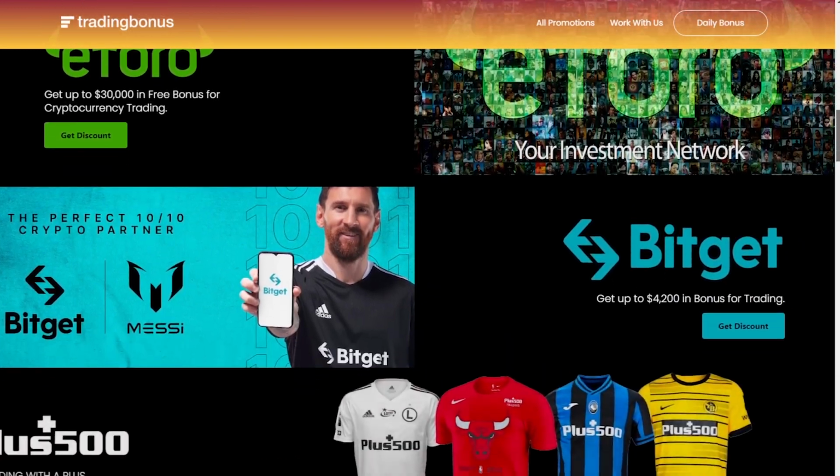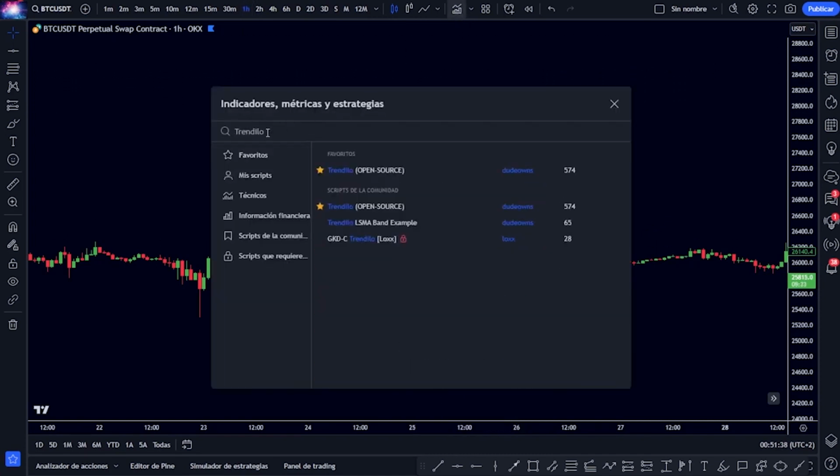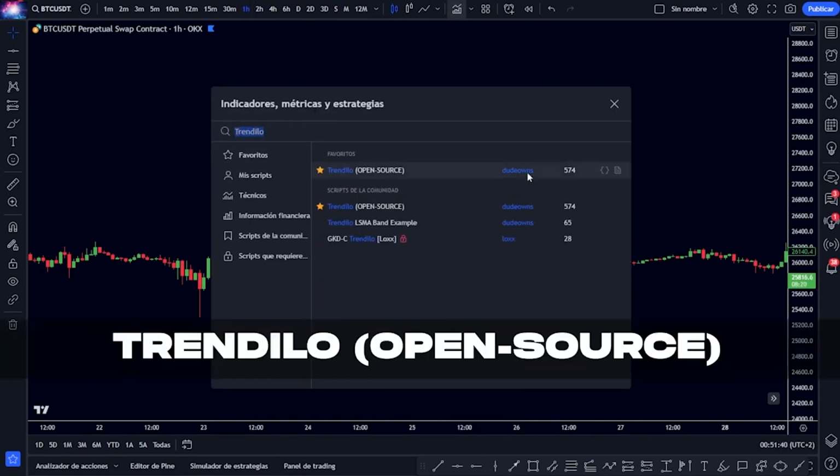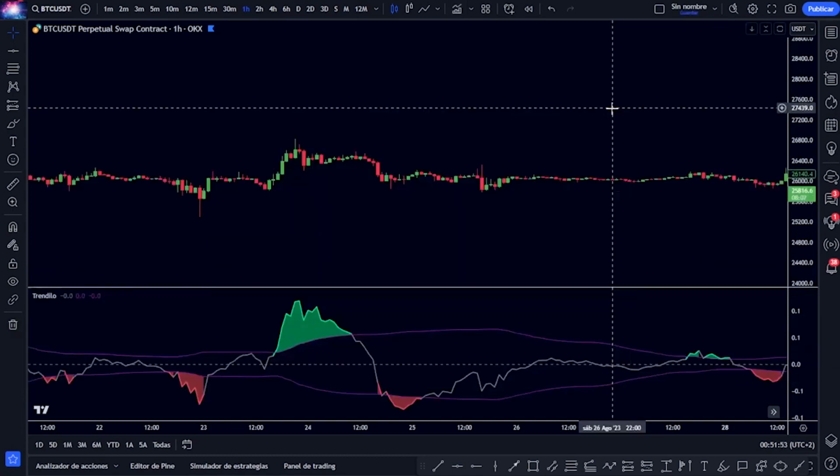We are in the Bitcoin chart with USDT, in the 1 hour time frame. We go directly to the indicators part and look for the Trend ILO. As you can see, it is quite unknown, only 500 people use it, and when we click on it we will find something like this.